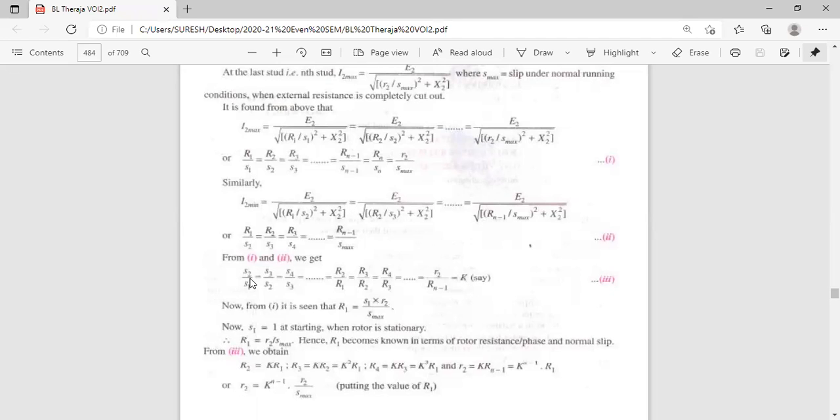Now what is the value of K? K is equal to S2 by S1 or R2 by R1. K is equal to S3 by S2 or R3 by R2. The value of K, we can equate this one, or resistances also we can equate.